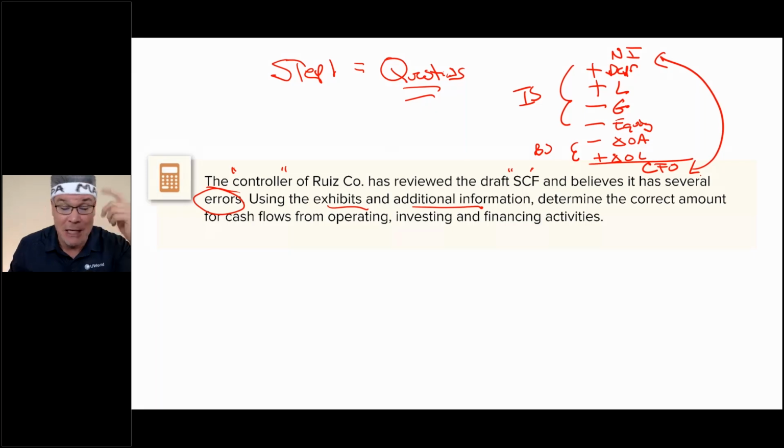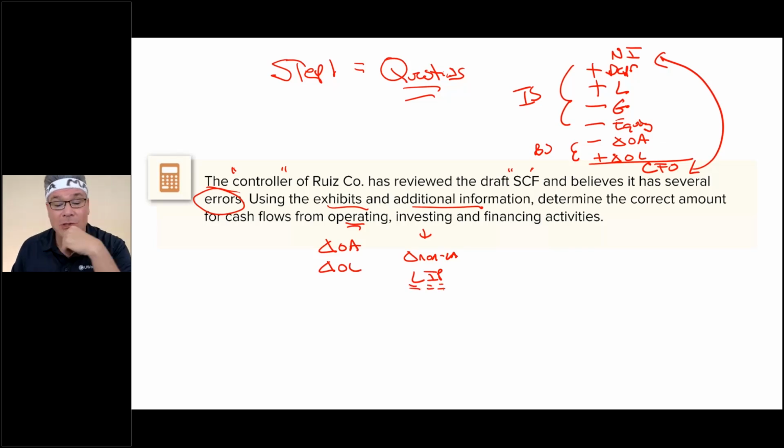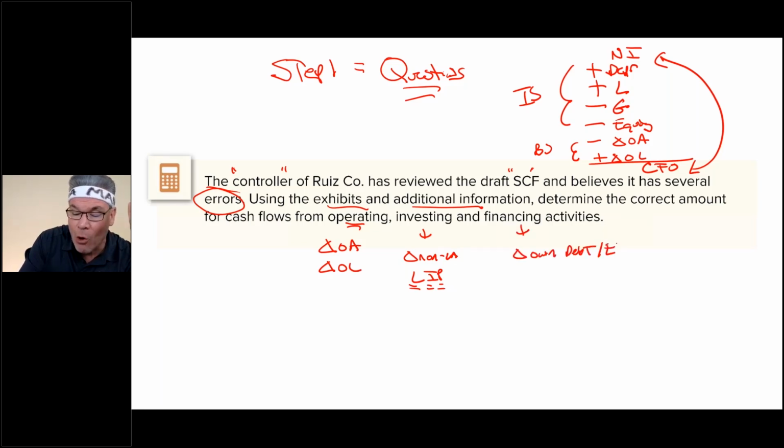You can then process. When I see operating, I look at my change in operating assets, change in operating liabilities. Oh yeah, investing, that's the change in what? Non-current assets. Oh yeah, that's that LIP acronym. Am I making the loans? Those long-term investments, the PP&E. The financing, change in my own debt or equity. Man, you've got all that information swimming in your head on exam day.